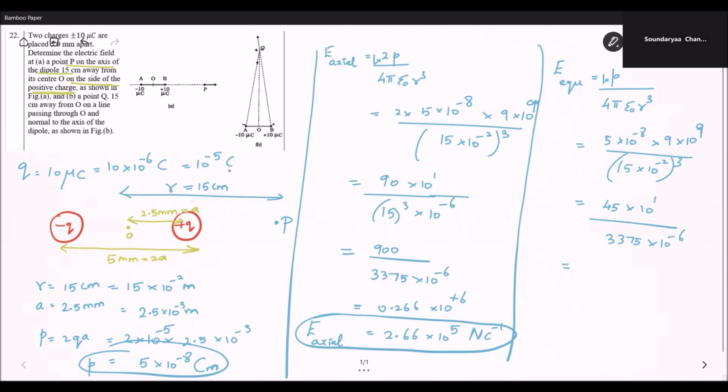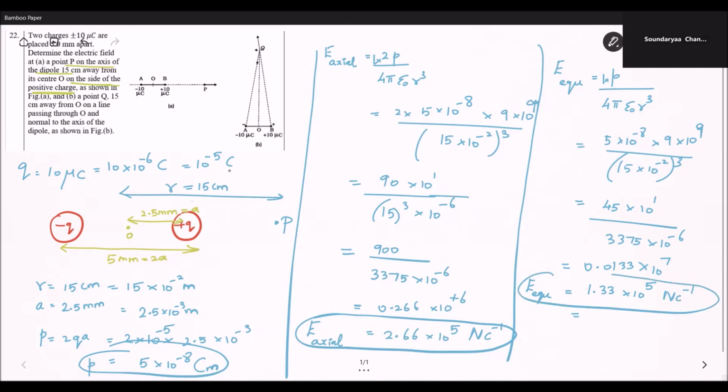And now 45 by 3375 gives 0.0133 into 10 power 1 minus 6. Minus 6 when it goes to the numerator becomes plus 6. So 1 plus 6 is 10 power 7. So take the decimal 2 places to the right side. So it becomes 1.33 into 10 power 5. Okay, so this is the answer for the equatorial line. E equatorial is 1.33 into 10 power 5 Newton per coulomb.